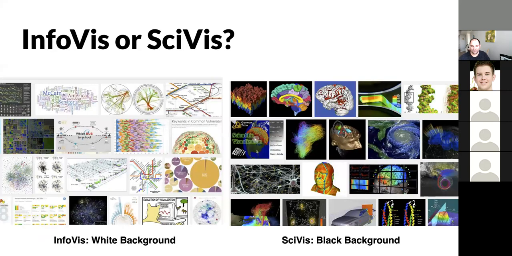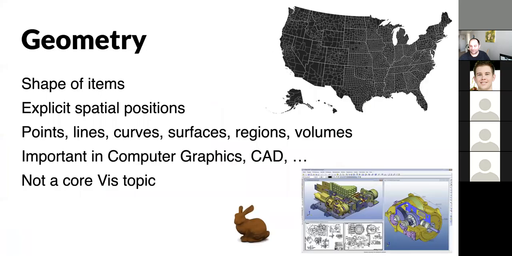And if you wanted to build a classification algorithm to decide if a visualization is information visualization or scientific visualization, this is of course a joke, you could just say, hey, is it a white background? Then it's InfoVis. Is it a black background? Then it's SciVis. These are just Google searches for those two different terms here. Okay, end of the detour.